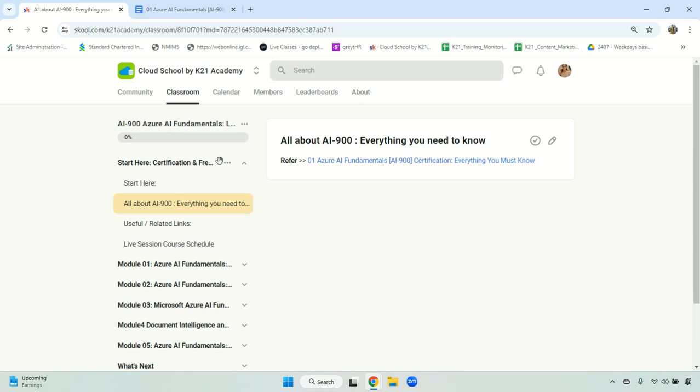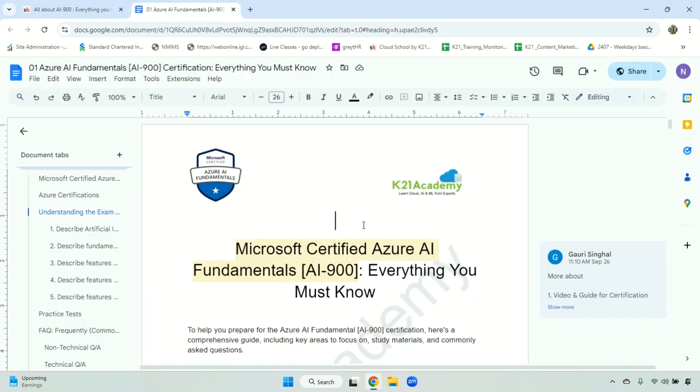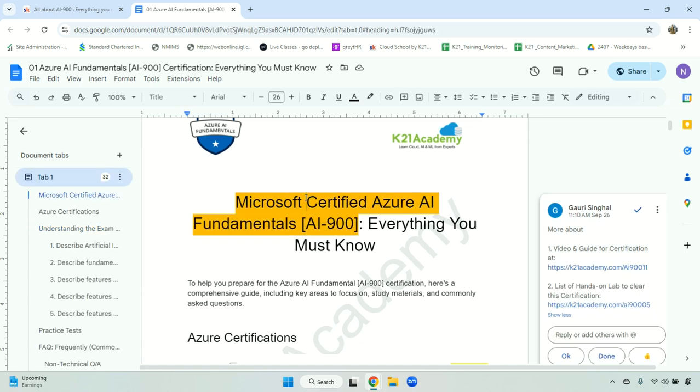As I said, you can get this particular document in the AI 900 Azure AI Fundamentals course, and inside the course, under Start Here, you will find it. This is where you can reach. Now coming to this document. It might be possible that many of you are not aware about what Microsoft Certified Azure AI Fundamentals talks about. So what we have done is, on the right hand side you can see some comments which we have added for all these things which we are discussing.